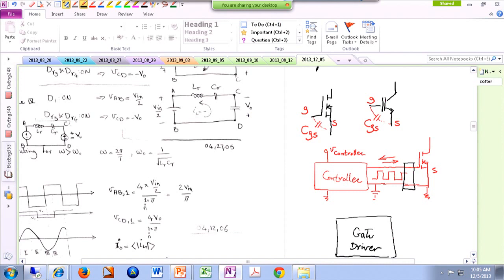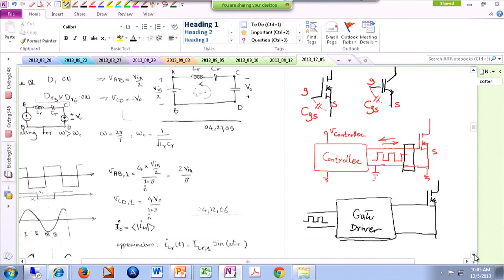The gate driver doesn't really change anything as far as the control is concerned, it just repeats the same thing. It looks at the commands that the controller is sending out, low or high, and then amplifies that in terms of power or current capability, and sends it to the switch. And again, the gate driver needs its own power supply.